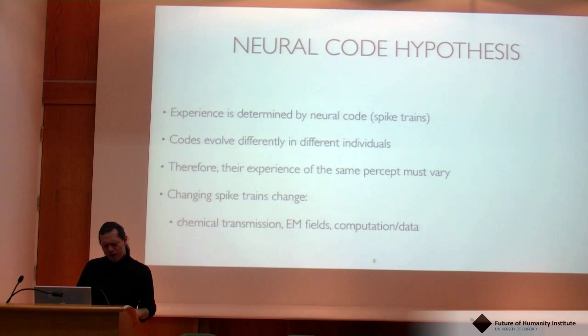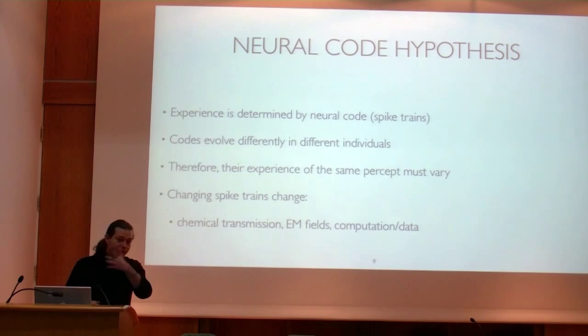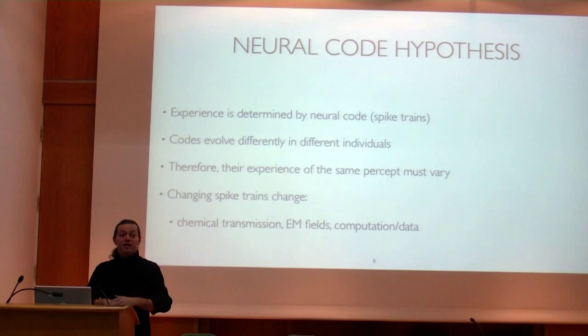What they've shown is that neural codes evolve substantially differently in different individuals. So they measured the spike trains of the same neuron in the fruit fly, the H1 neuron that's known to detect rigid body horizontal motion. And they found that in different flies, exactly the same stimulus resulted in very different spike patterns.